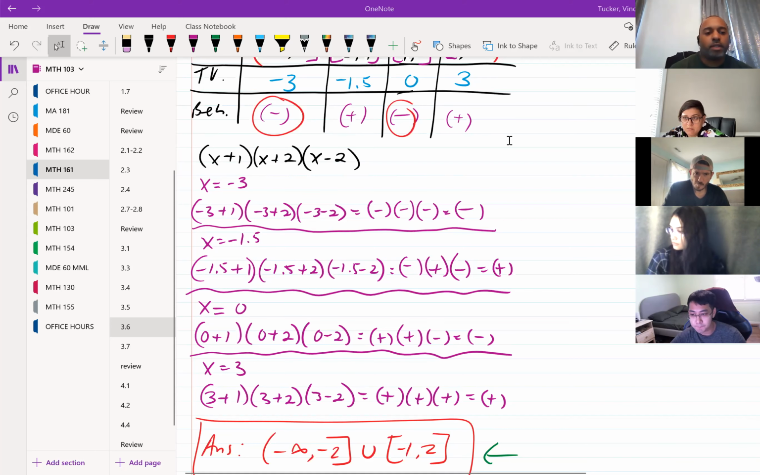That's how you do it. All you do is plug in the value from each interval. Once again, those intervals could have been any number as long as they're in those intervals, and then see the behavior. That behavior lets you know what the answer is according to your inequality.